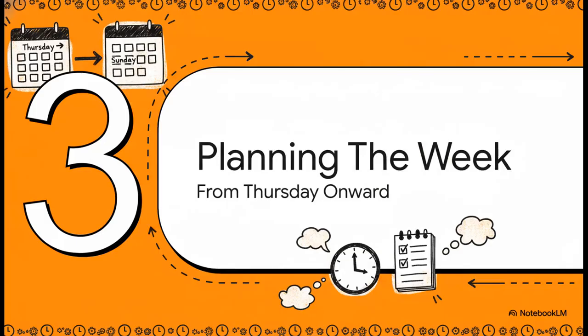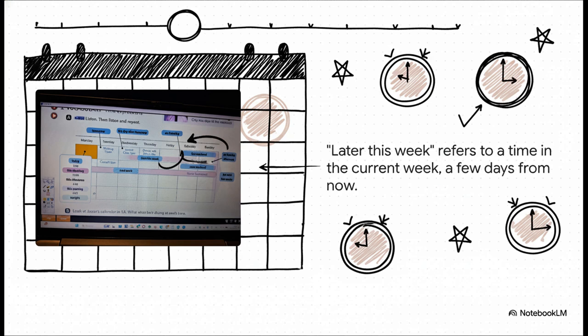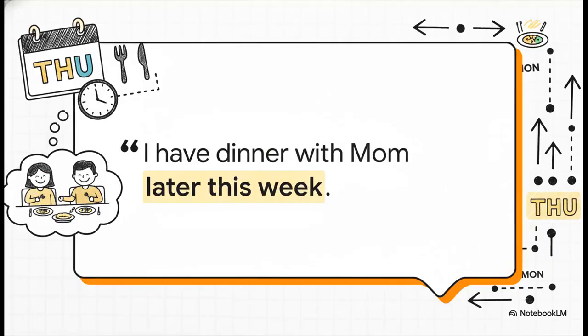All right, we've handled the next couple of days, but what about plans that are a little further out? Let's talk about how we plan for the rest of the week. Okay, now let's look at Thursday. It's a few days away, but it's still part of this current week. This is the perfect time to bust out that phrase, later this week. And we have a concrete event right here. Jason's having dinner with his mom on Thursday. So if it's Monday and he says, I'm having dinner with my mom later this week, he's pointing directly to that Thursday plan. Simple as that.